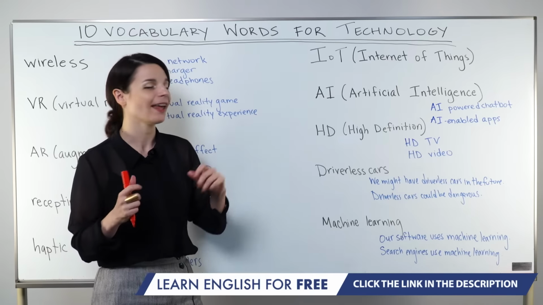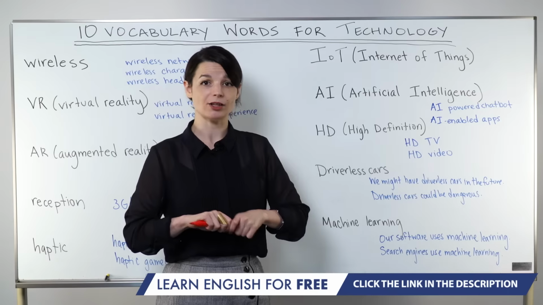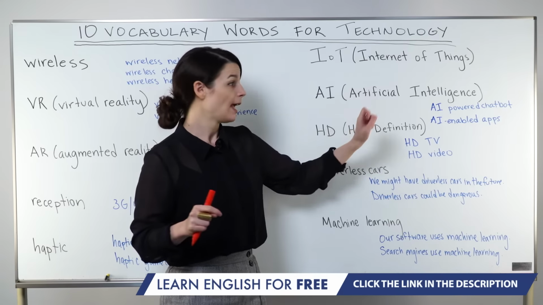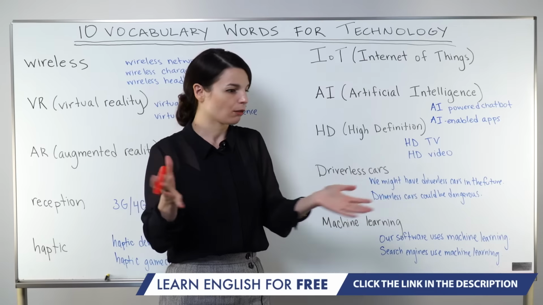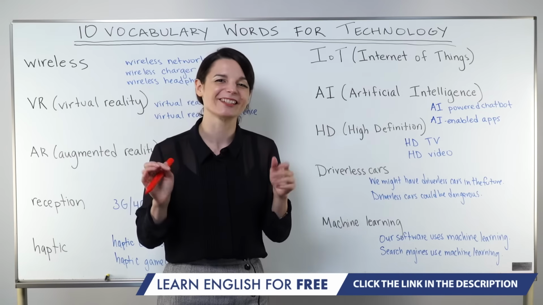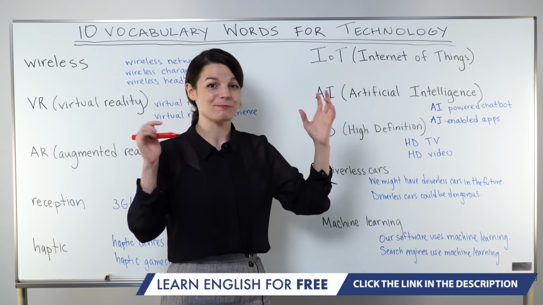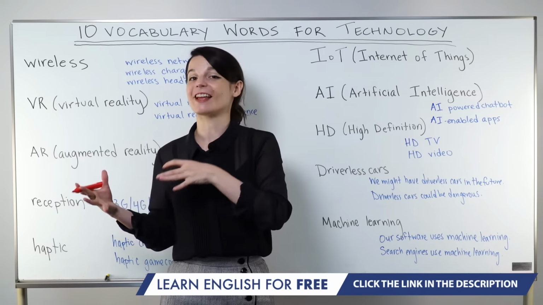Next is AI. AI means artificial intelligence. Artificial means not real, and intelligence means the level of something's smartness, essentially. So artificial intelligence usually refers to robots and machines doing things instead of humans.